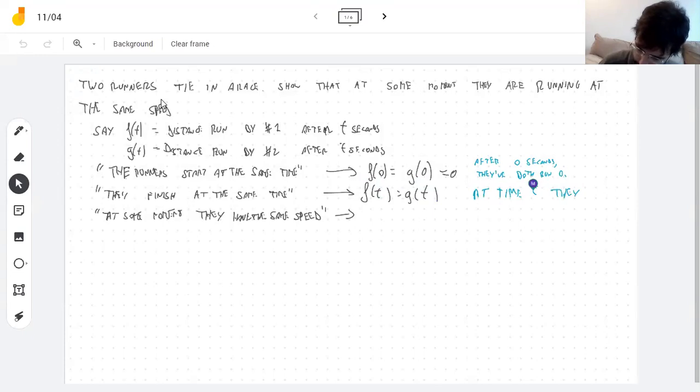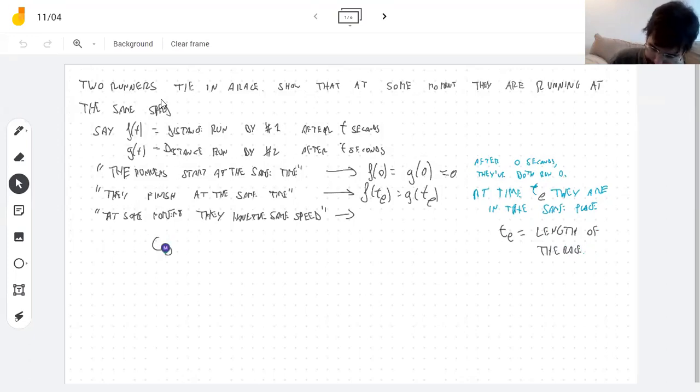So what is the time when they're in the same place? It's the time of the end of the race. And I'm not told how long the race is, so I'm just going to call it T_end. T_end is the length of the race. Okay, so that's two formulas.